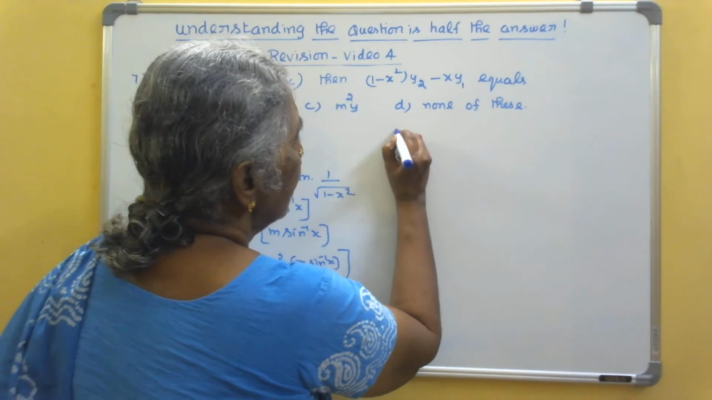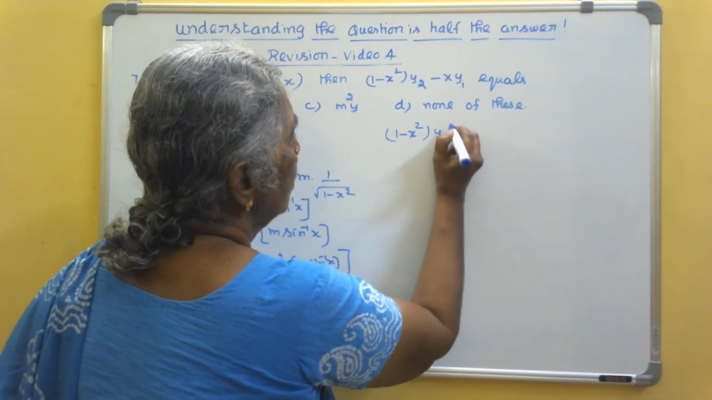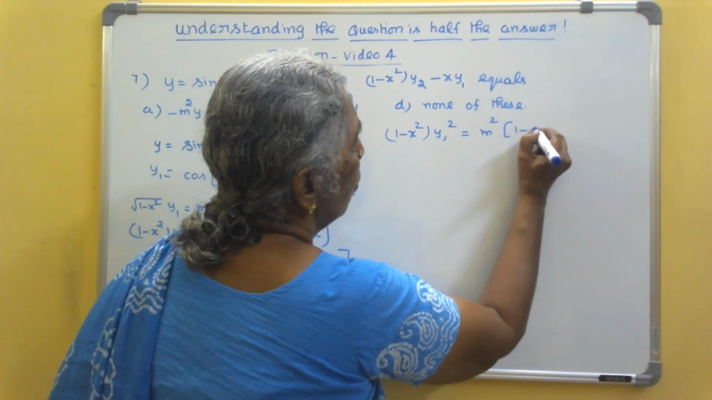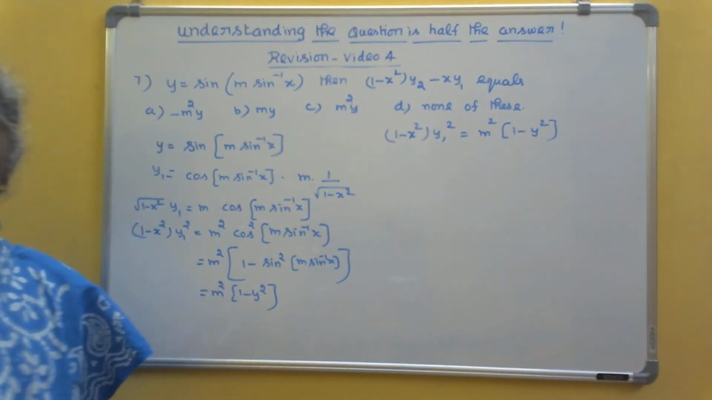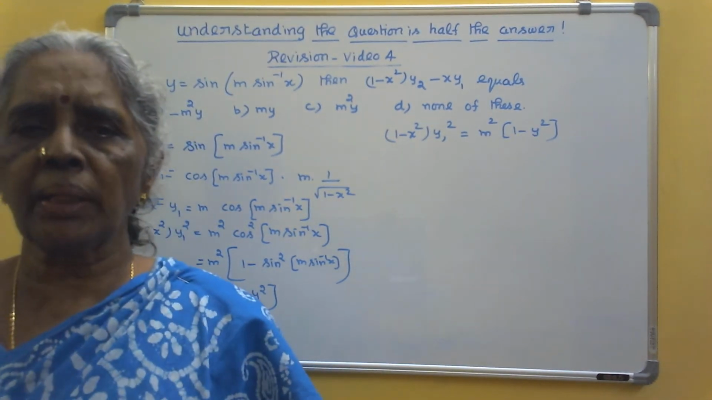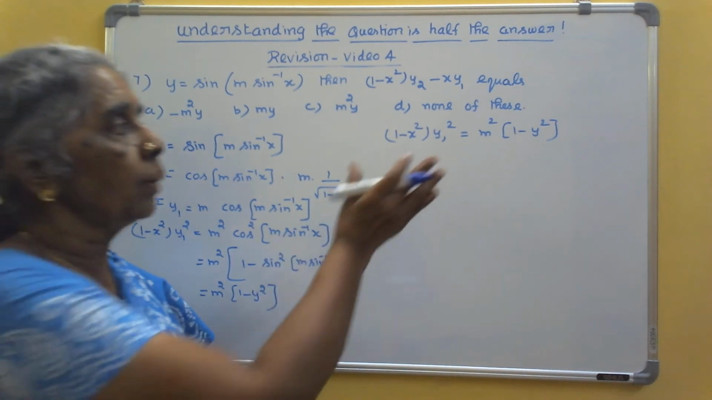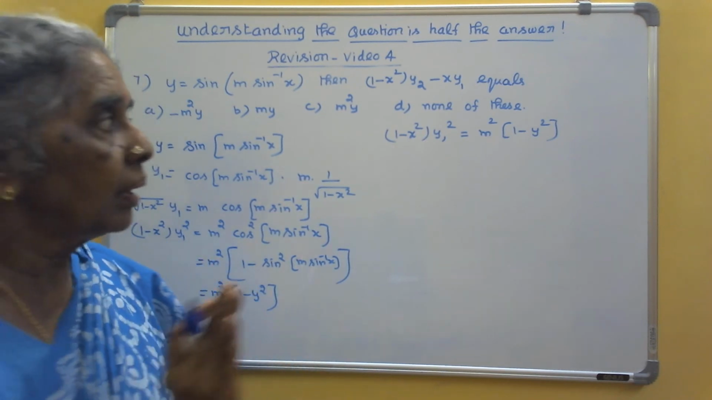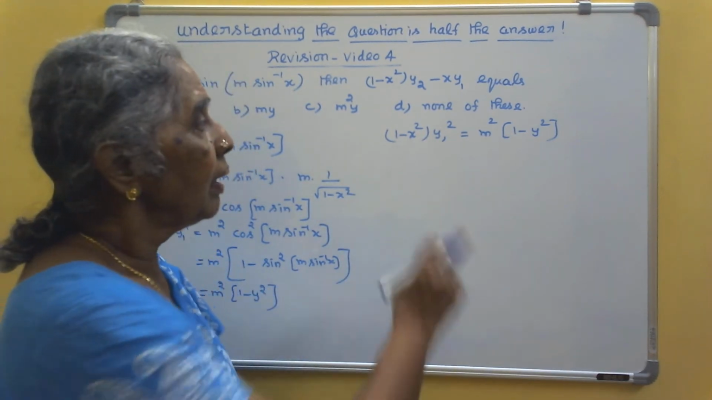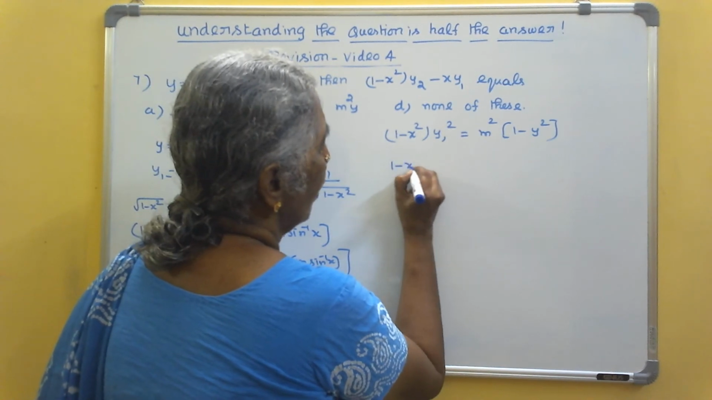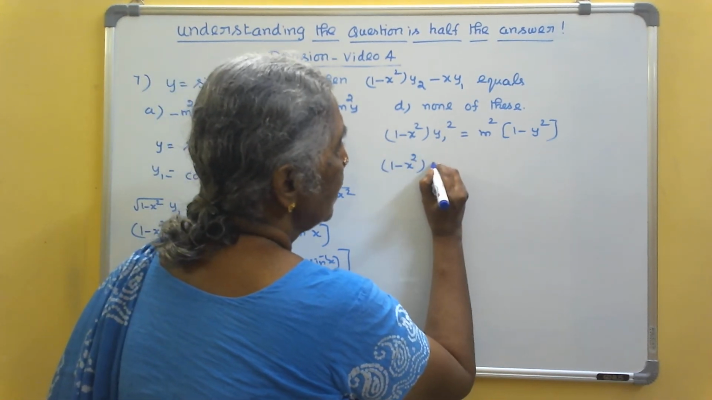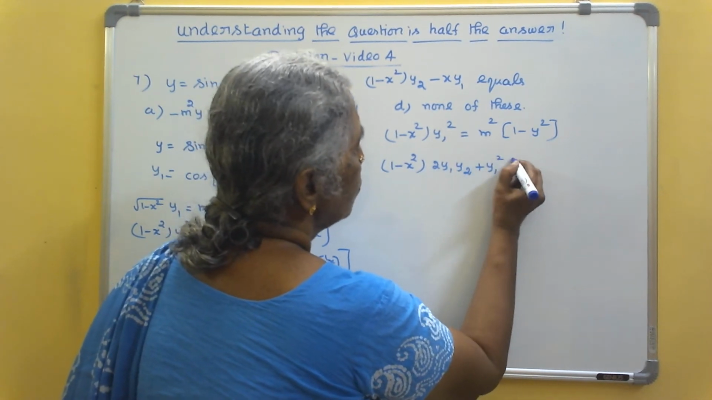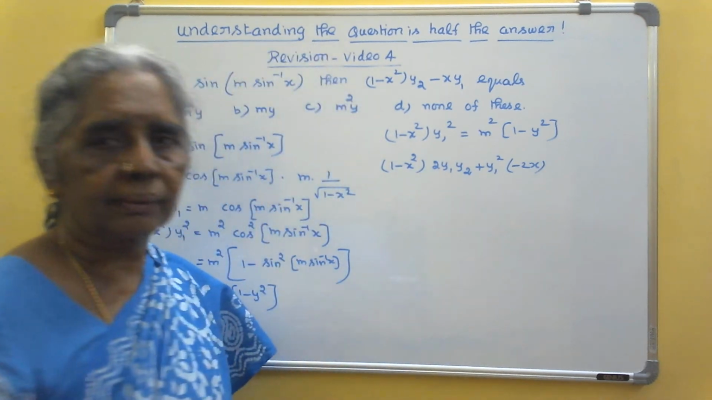That is, I have got 1 minus x squared into y1 squared is equal to m squared into 1 minus y squared. So, I don't have any inverse trig function or a trigonometric function, and I got it a bit simple so that my second order differentiation will be easier. Now, I am going to differentiate again. Here it is a product rule. So, 1 minus x squared into y1 squared will become 2y1 y2 plus y1 squared into minus 2x, right?